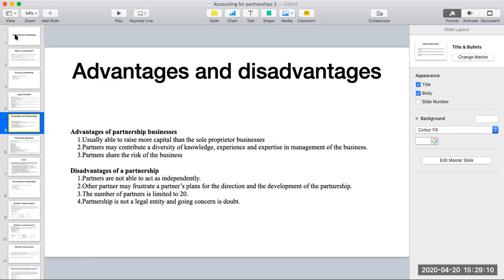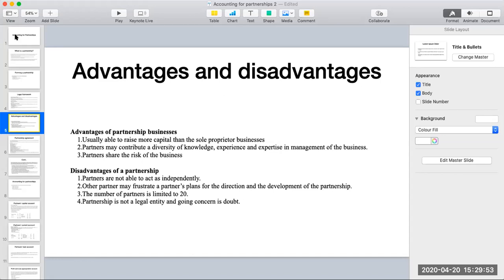So what are the disadvantages? Unlike a sole proprietorship, in a partnership business the partners cannot make decisions as they wish. Why? Because there are so many owners, so they can't act independently as in sole proprietorships. Then the number of partners is limited to 20. Again, if it were more than 20, more capital could be raised. Therefore, it can be considered a disadvantage because the number of partners is limited to 20.